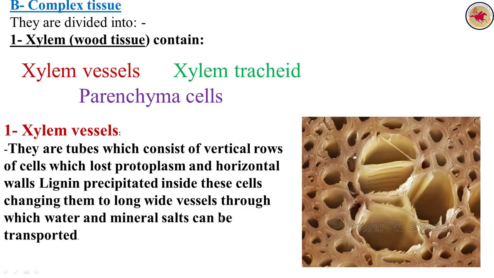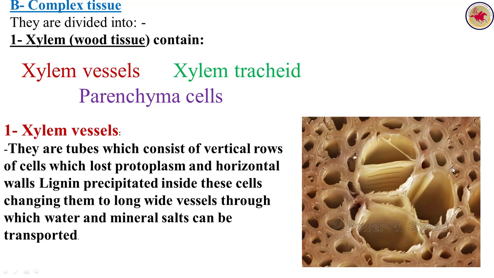Number two, complex tissue, and we have two types of complex tissue. First, xylem. Xylem is a vascular tissue that is responsible for transporting water and mineral salts from the root to all parts inside the plant. And we have the structure of the xylem. Xylem may be vessels or tracheids, and parenchyma connects between them.